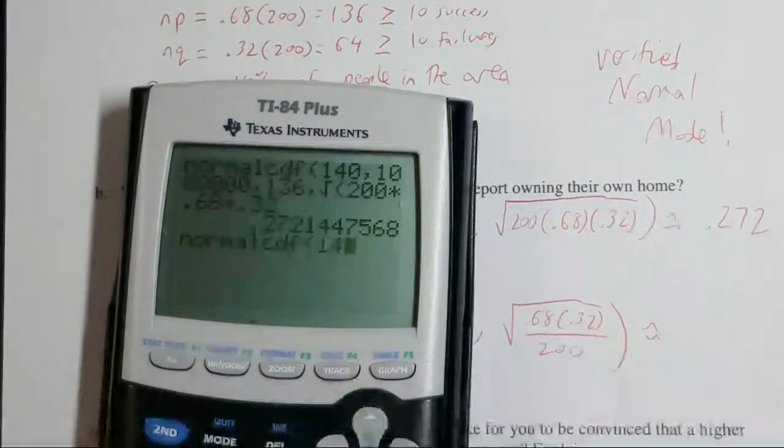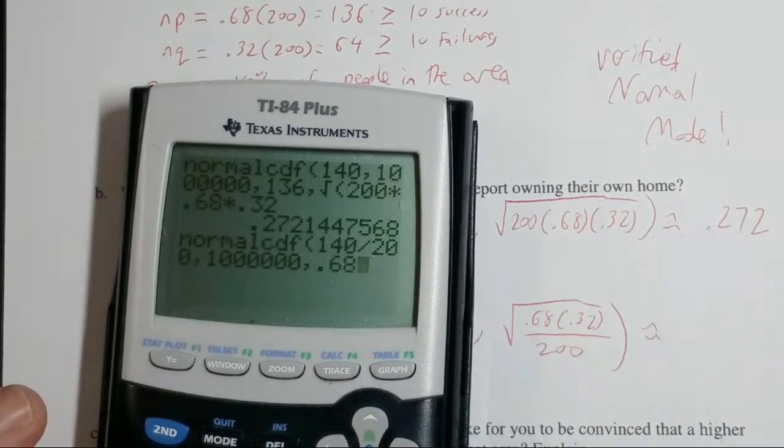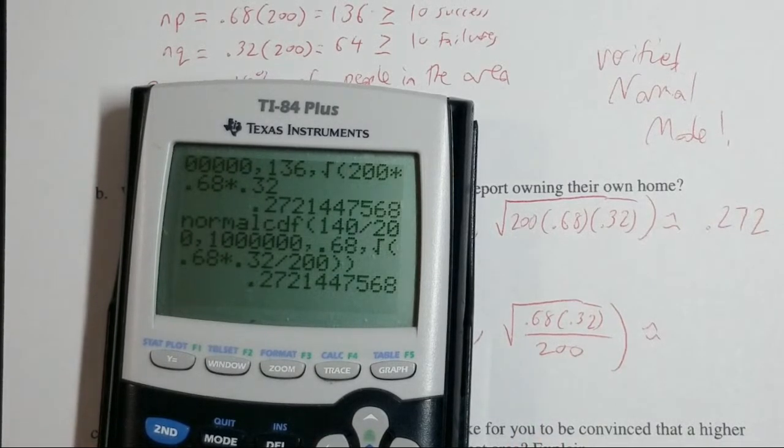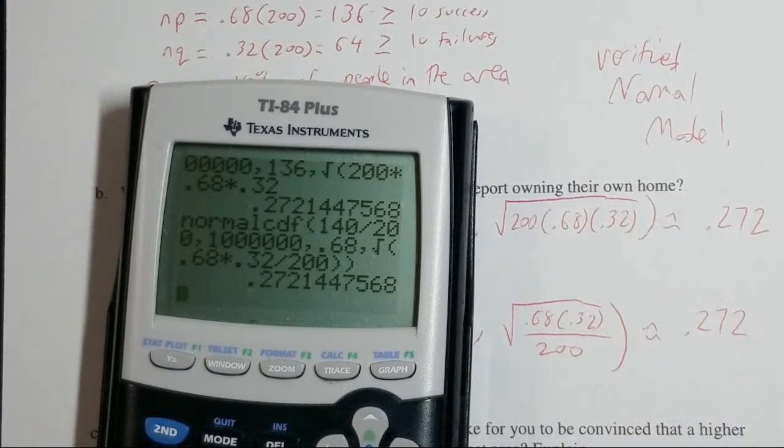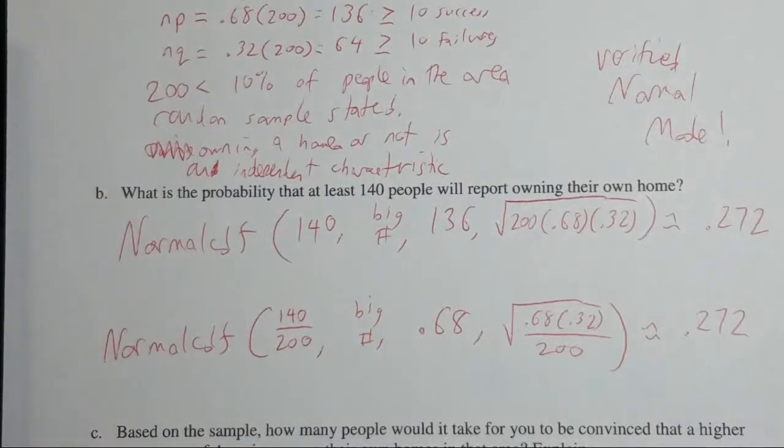Normal CDF, 140 divided by 200, comma, some big number, comma, 0.68, comma, square root of 0.68 times 0.32 divided by 200. It gets you the exact same decimal. It's more than one way to do the problem. You can look at it from the count point of view, 140, 136, n times p, the binomial model, or you can look at it from proportions. It gets you the exact same kind of answer.